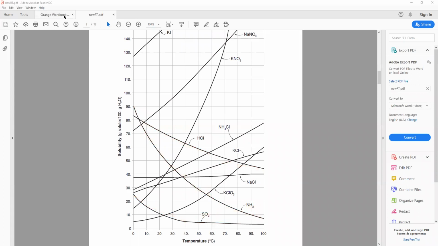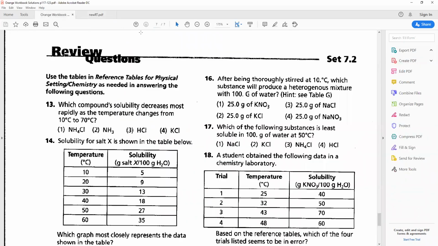So let's go back to our question. For which compound will the solubility decrease? Well, it's going to be NH3 and HCl. So we're going to see that those are the 2 that as the temperature changes from 10 to 70, the solubility decreases. Now it says which compound's solubility decreases most rapidly. So let's go back, NH3 and HCl.